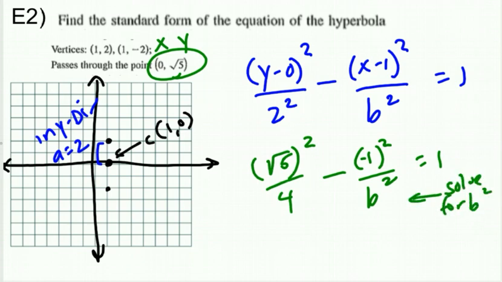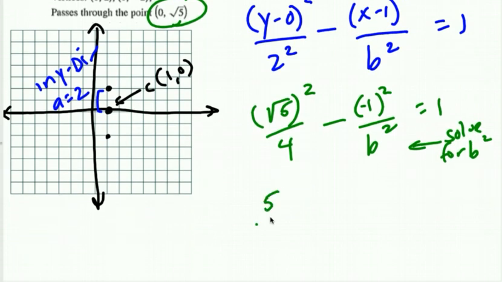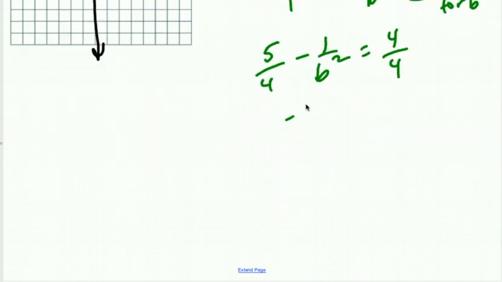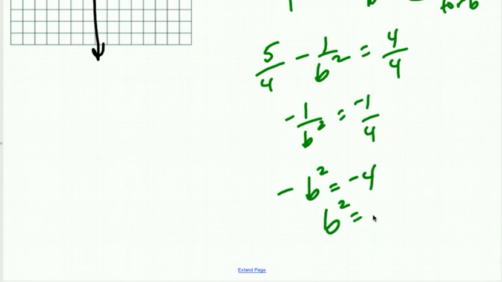So this is a slightly different way to do this problem, but I think I get 5 over 4 minus 1 over b squared is, I'm going to go ahead and make this a 4 over 4 to make my life a little bit easier. When I subtract the 5 over 4, I get -1 over b squared equals -1 over 4. When I cross multiply, I end up getting -b squared equals -4. So b squared is 4. And again, I don't really care what b is, I just need b squared.